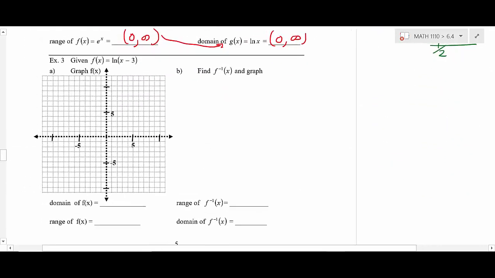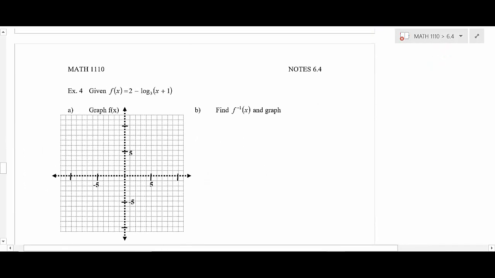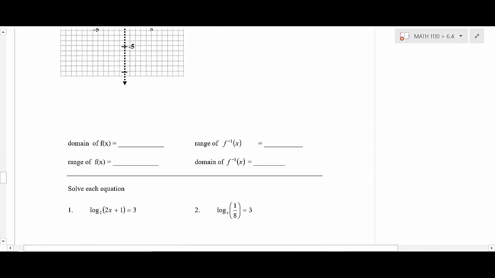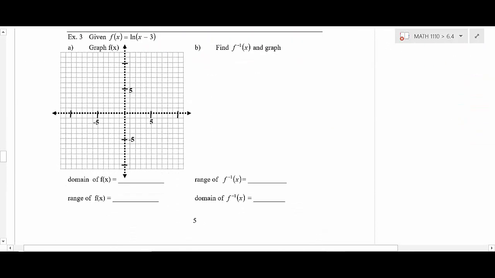Okay, so I'm going to do one that's got a transformation in it. I want to do probably a couple of problems that have got transformations in them now.